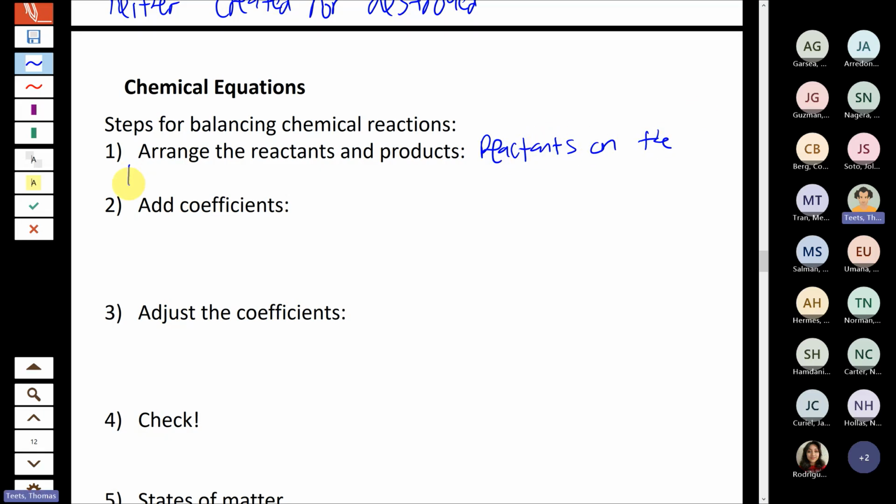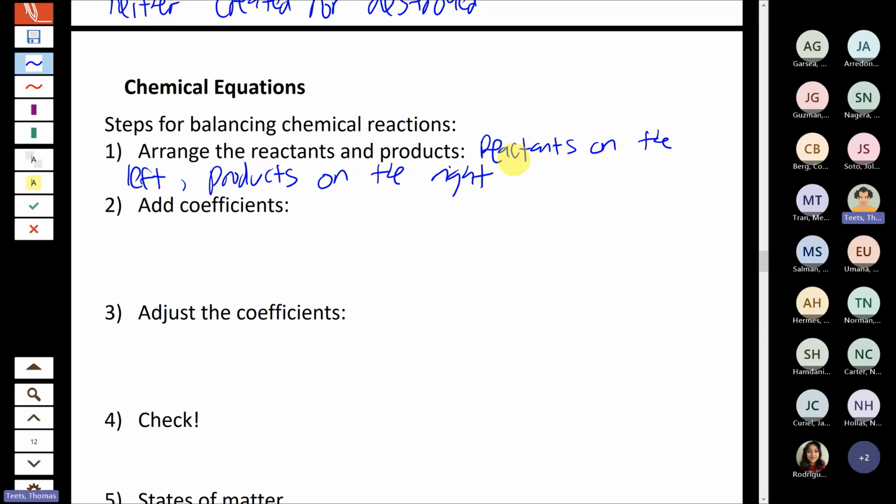Sometimes we'll give you directly reactants and products. Sometimes they'll be described to you in words. So you have to sort of do it both ways, but you're going to put reactants on the left, products on the right. And then we have to add coefficients to balance them.